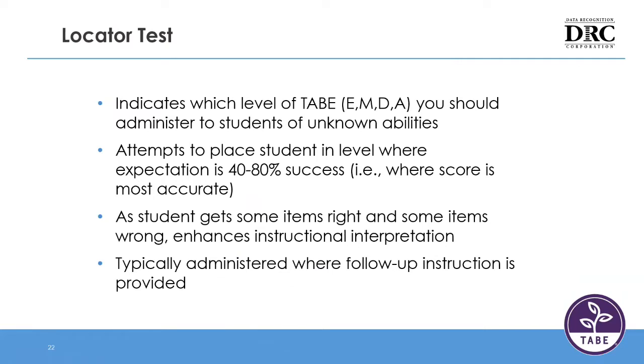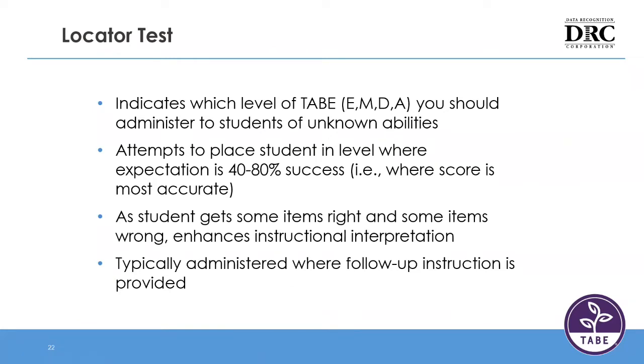The traditional first step for TABE is to give the student a locator test. The locator test is a short placement test. It is used to place a student that has some familiarity or some level of understanding of the topic. So they may have some basic math skills, but we want to assess where their math skills are specifically so that we're measuring them.